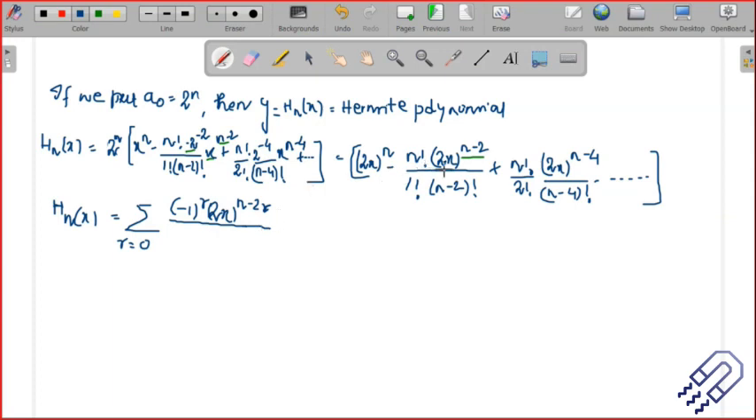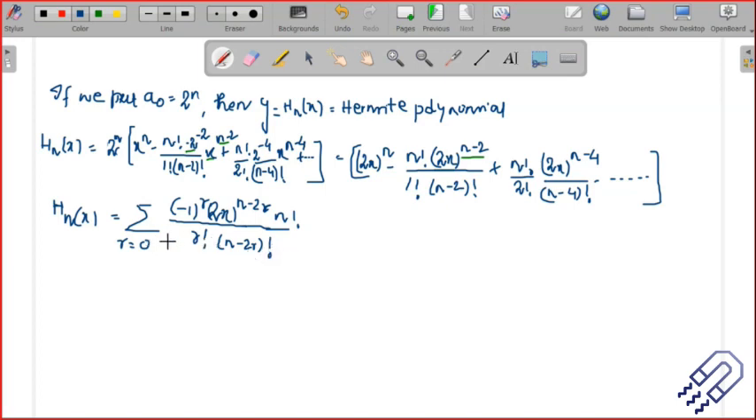And then n factorial is there, here also it's there, so I can just put n factorial divided by this is factorial 1, factorial 2. I can also write factorial 0 here. Factorial 0 is 1, so I can simply write it as r factorial. And this is n minus 2, n minus 4, again the same thing, so I can just write it as n minus 2r factorial.